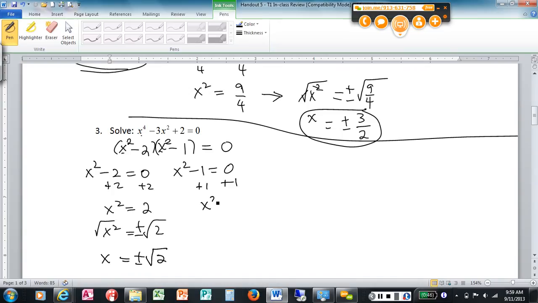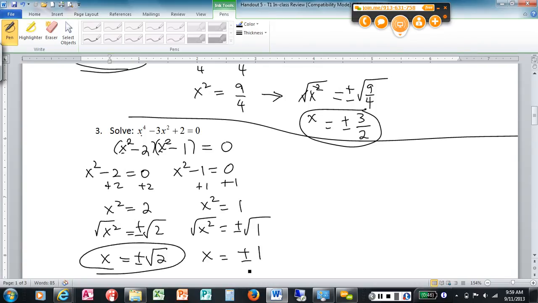This one is about the same. Add 1, so we have x squared equals 1. Square root both sides. Plus or minus on the right side, so we have x equals plus or minus the square root of 1. But that one does simplify. The square root of 1 is 1, so we simplify it. So I get four solutions right there. Is this okay?